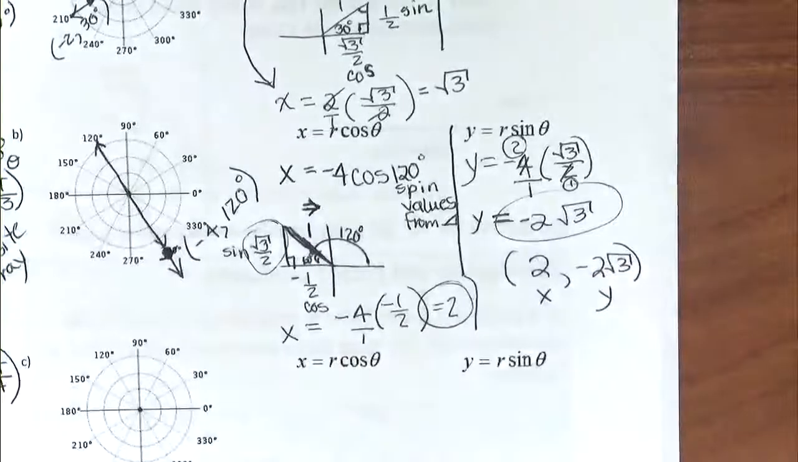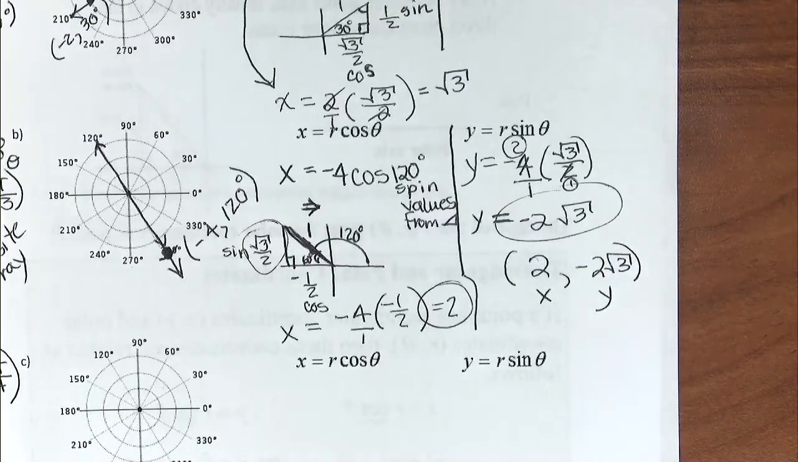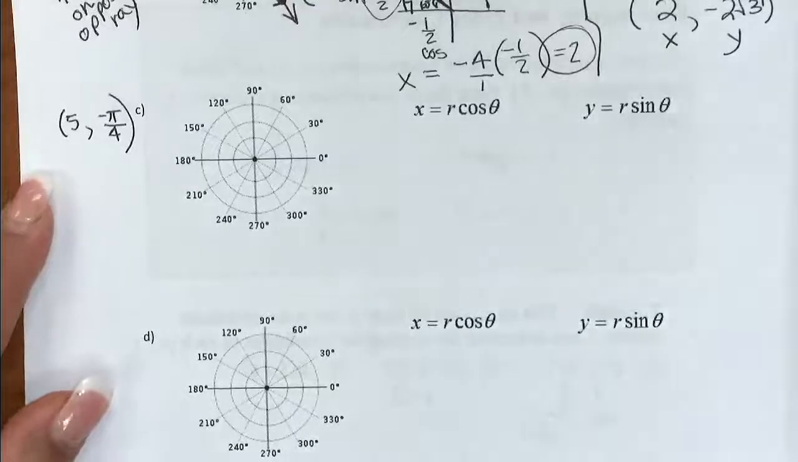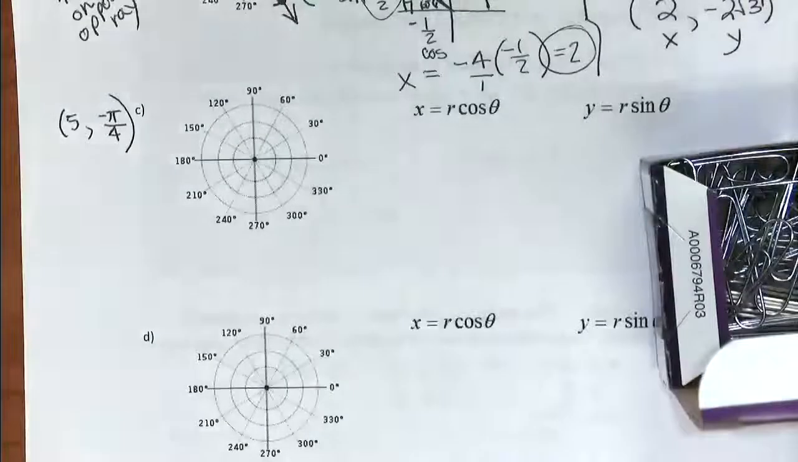So again, as we discussed, any point that's in this quadrant should have a positive x. That's what you have. And a negative y. That's what you have. And so it puts it in the same quadrant. Okay, last one on this page. Again, let's go plot. The reason it would be a good idea for you to plot first is so that you know what quadrant your answer should be in. So you can use it as a check when you go to do the x and the y.